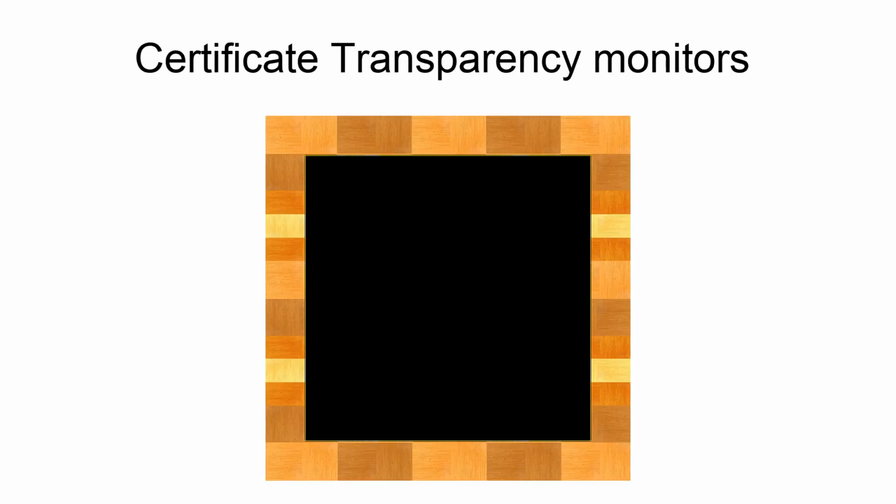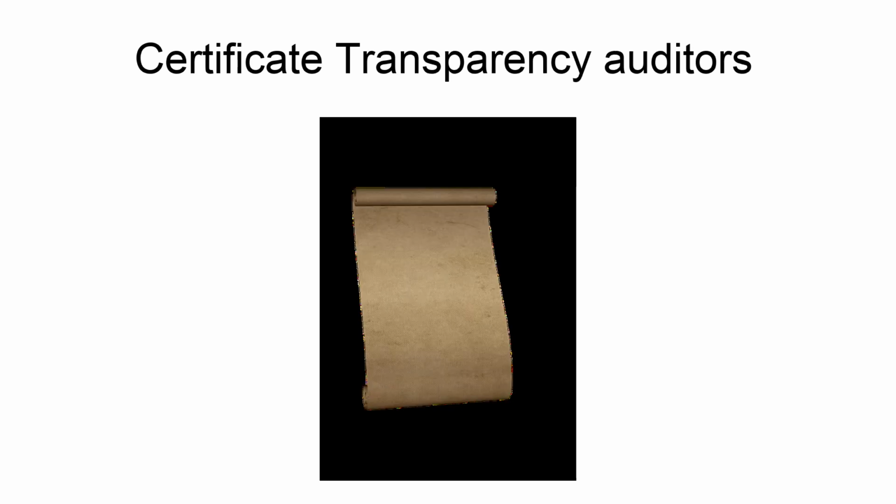Monitors act as clients to the log servers. Monitors check logs to make sure they are behaving correctly. An inconsistency is used to prove that a log has not behaved correctly, and the signatures on the log's data structure, the Merkle tree, prevent the log from denying that misbehavior. Auditors also act as clients to the log servers. Certificate transparency auditors use partial information about a log to verify the log against other partial information they have.